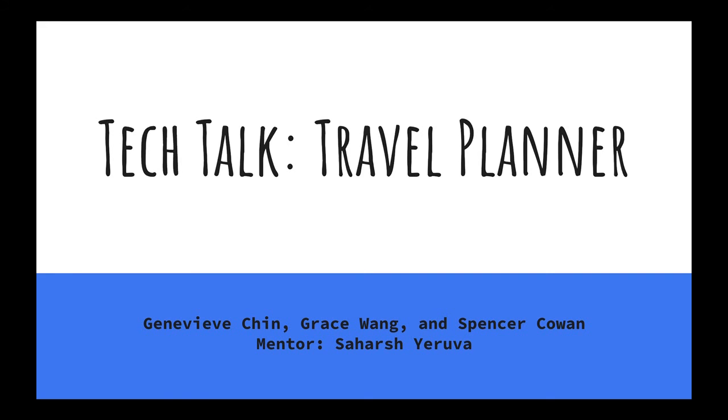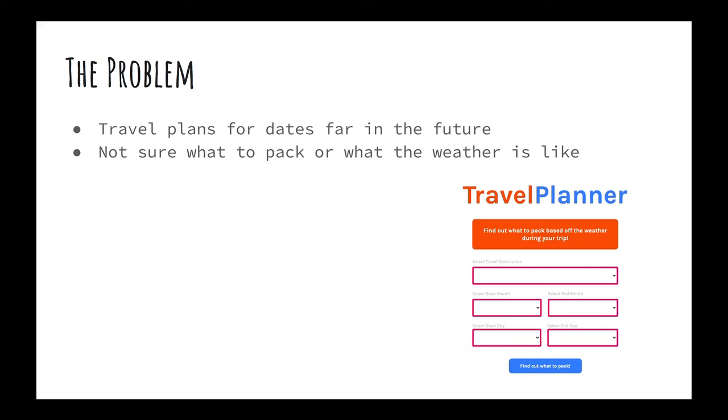So the problem our project is trying to address is that sometimes we make travel plans for dates that are far into the future, like a couple months or maybe a year. And so oftentimes our typical weather channels and weather apps don't really provide us with weather data that far in advance. So this causes us to be unsure of what to pack and what the weather is like.